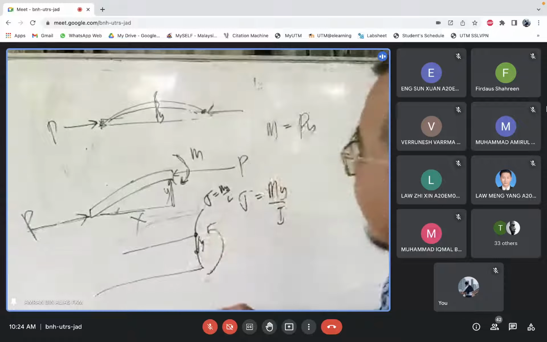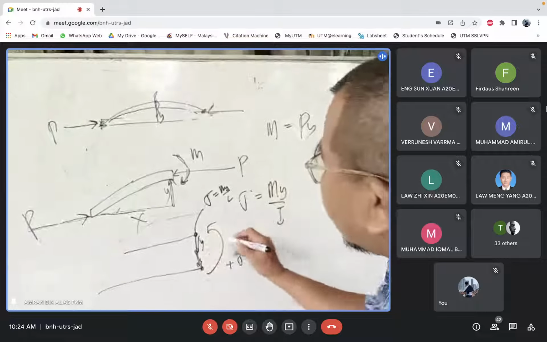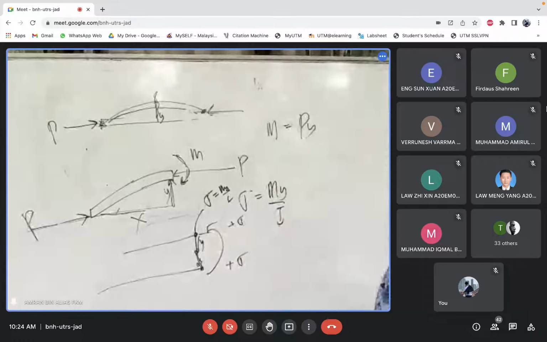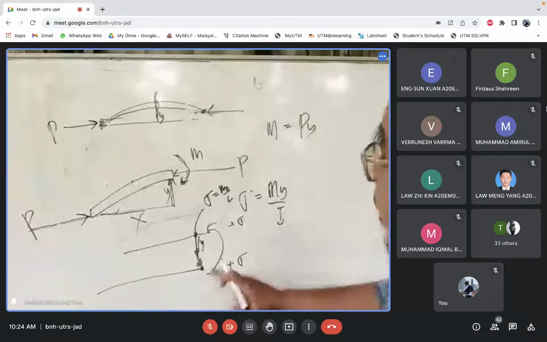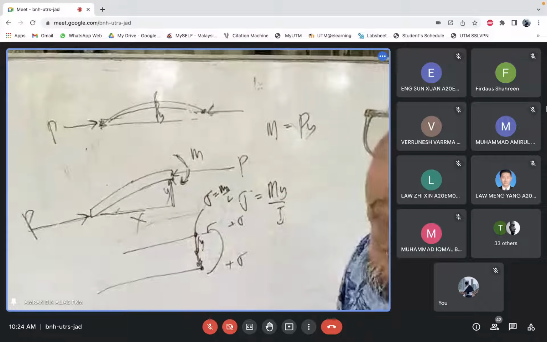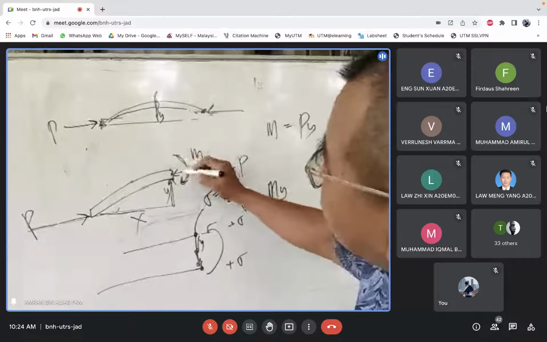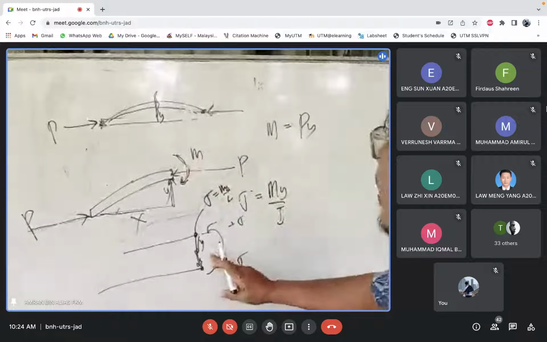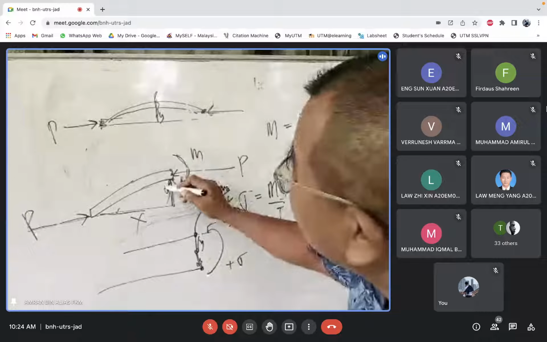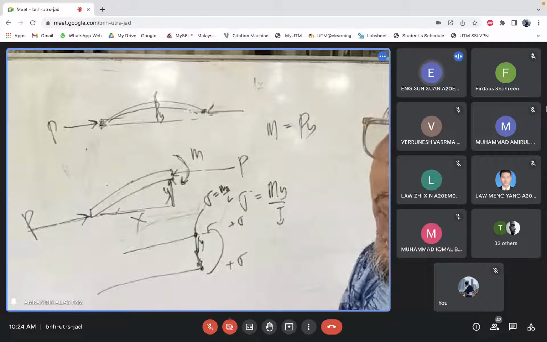This is your Y, right? Then there's a tensile stress here. This is positive stress, this is negative stress, right? My over I, so there's a moment here, and zero at the middle, right? Yes. Stress positive, stress negative there. So for this concept, we are required to know the deflection. Are you with me? Yes.